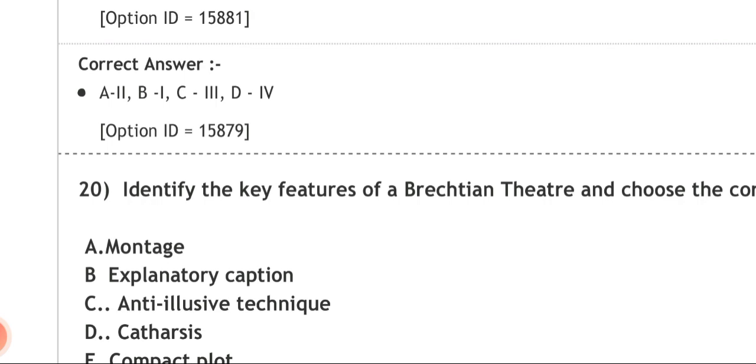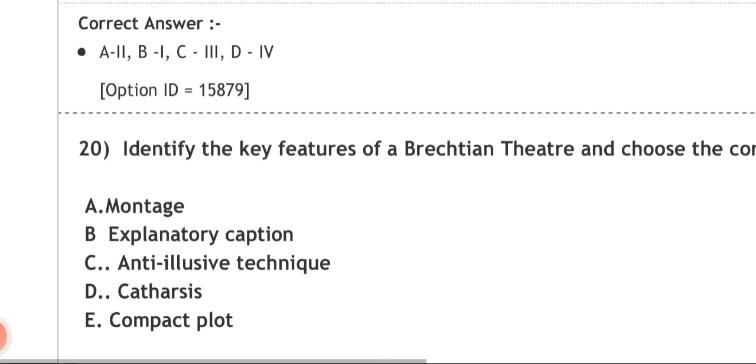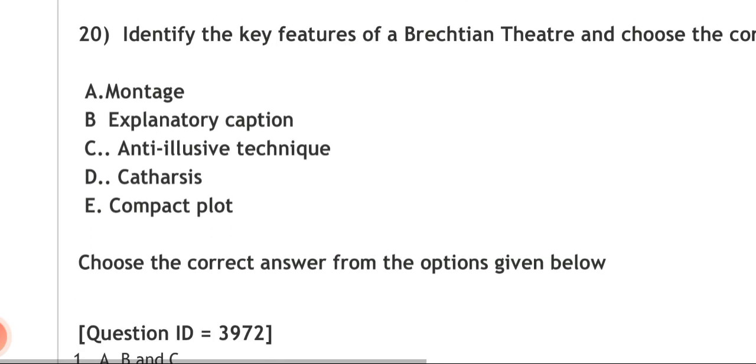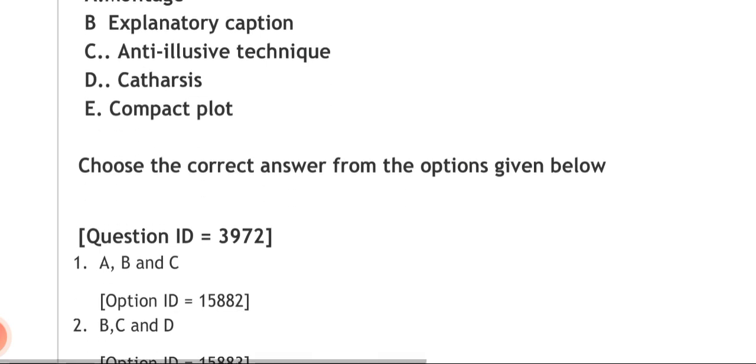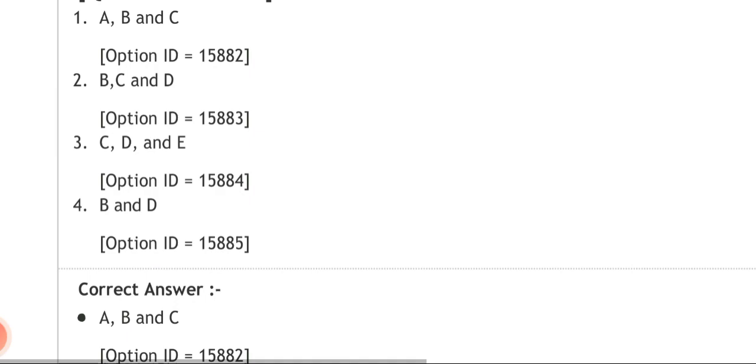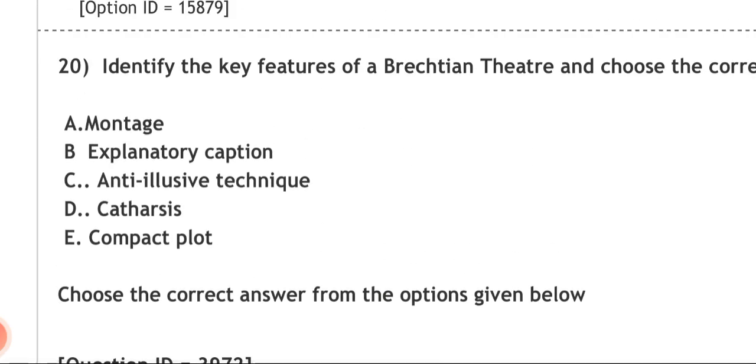A is given, montage; B, explanatory caption; C, anti-illustrative technique; D, catharsis; E, compact plot. So which one will be the correct one here? Option 1 is A, B, C; number 2, B, C and D; number 3, C, D and E; number 4, B and D. So the correct one is A, B and C, three consecutively. These are correct: montage, explanatory caption, anti-illustrative technique.